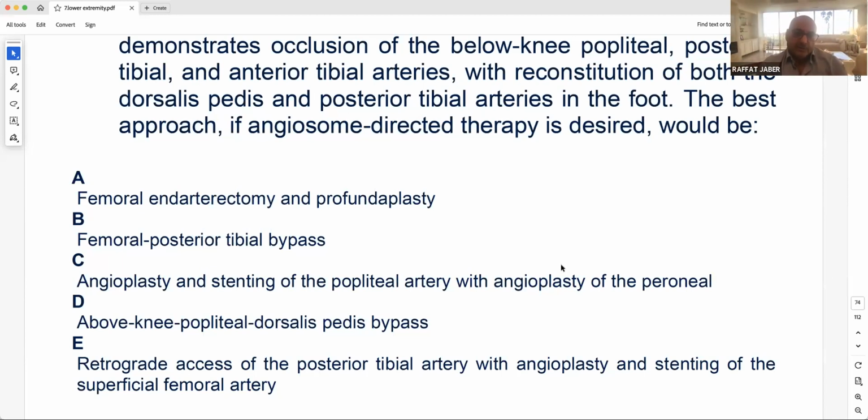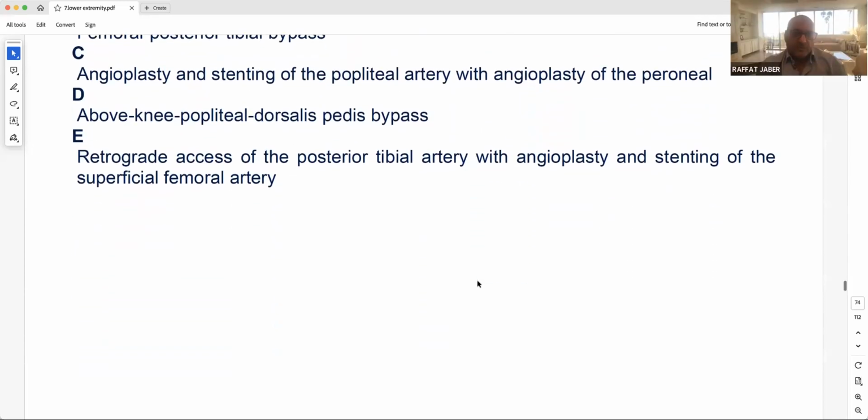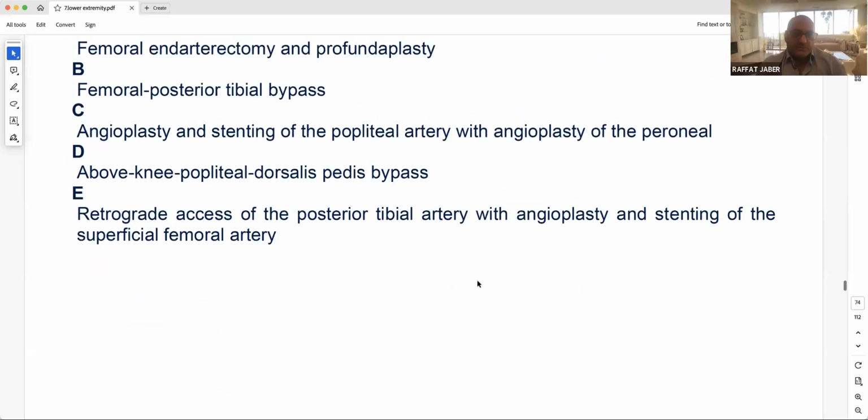And so with neuropathy, you have to be careful with these patients.